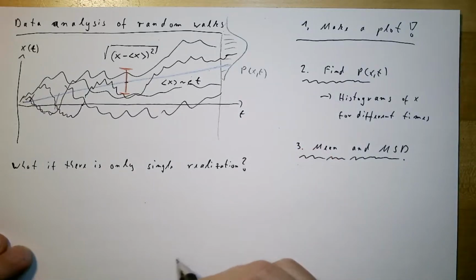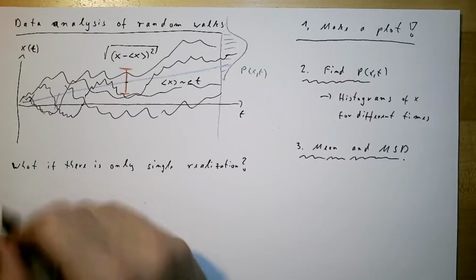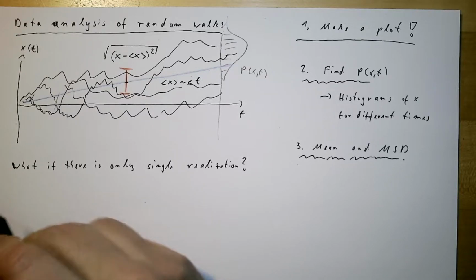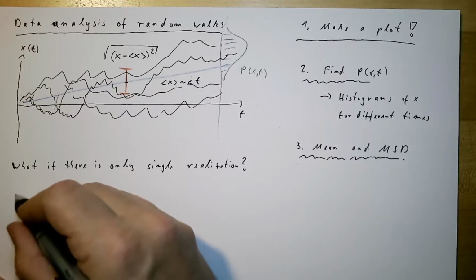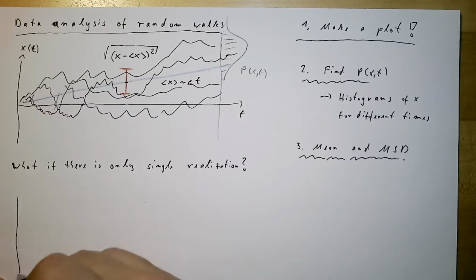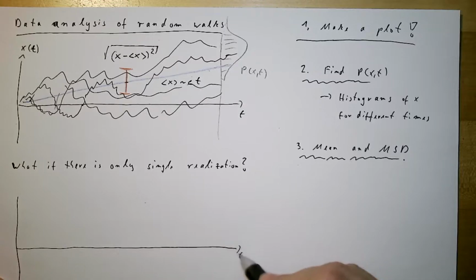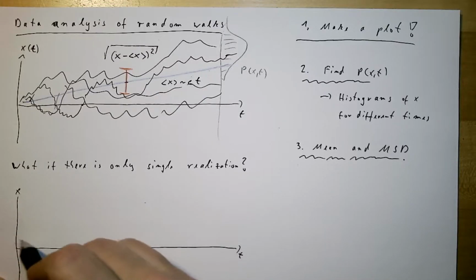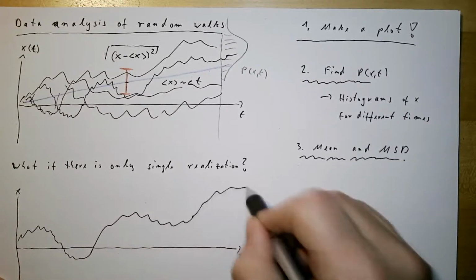What do we do now? And actually that's a typical case in biological data, for example, or in other situations where you just have one such thing. Okay, so let's say we have now this here. We have time, we have our displacement, or our random variable, and now we have just this one thing.